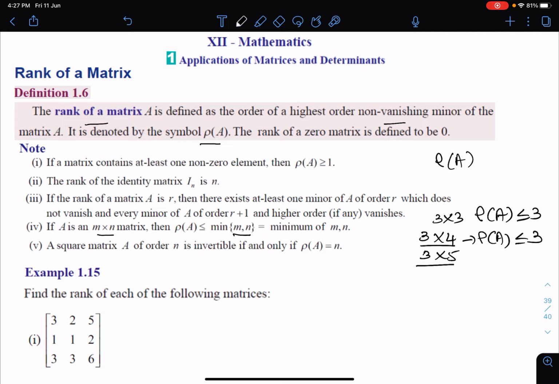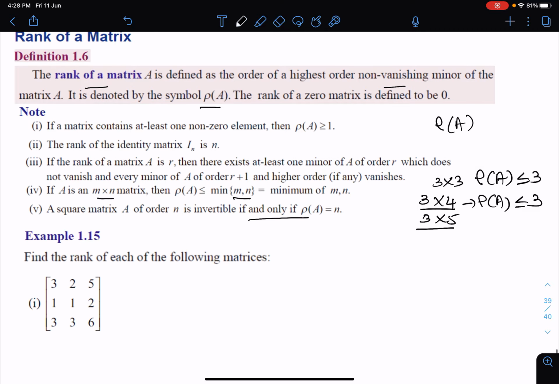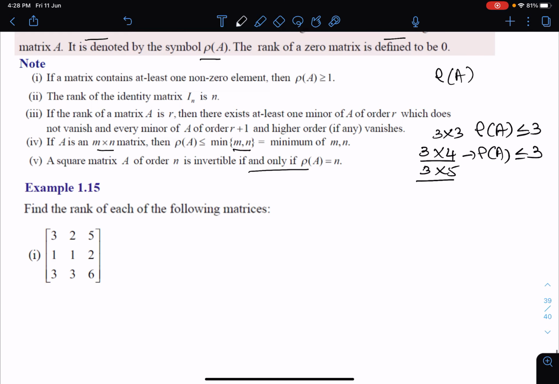Okay, and a square matrix A of order n is invertible if and only if rho of A equals n. Okay, now we'll come to example 1.15. Find the rank of each of the matrices. The first one. So what we are going to do here is find out the rank using this minor method. This is called the minor method.